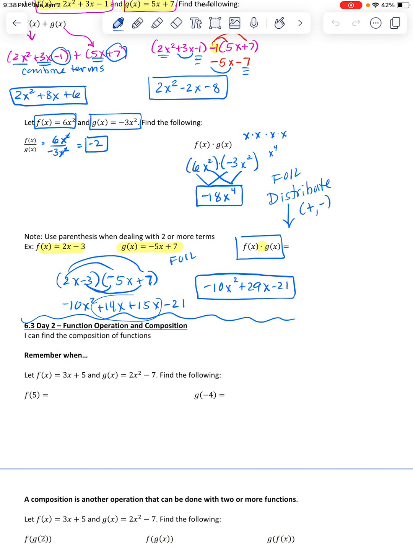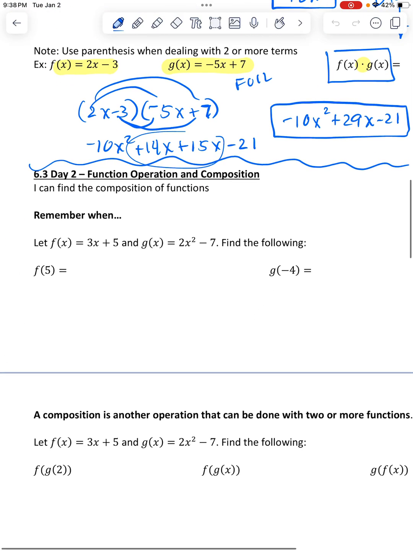All right. We are back at it again. We're going to check out 6.3 day 2. Yesterday we talked about the operations part. Today we are going to talk about this composition part.